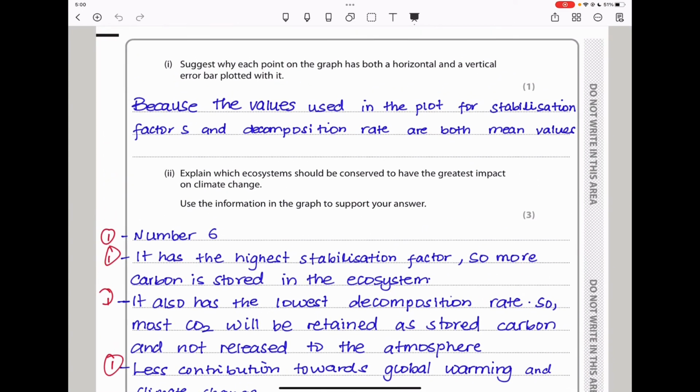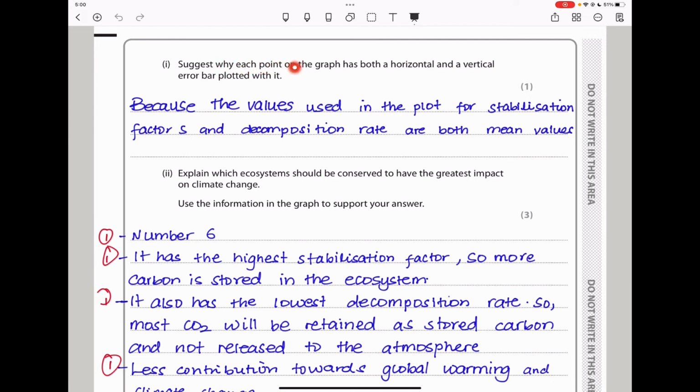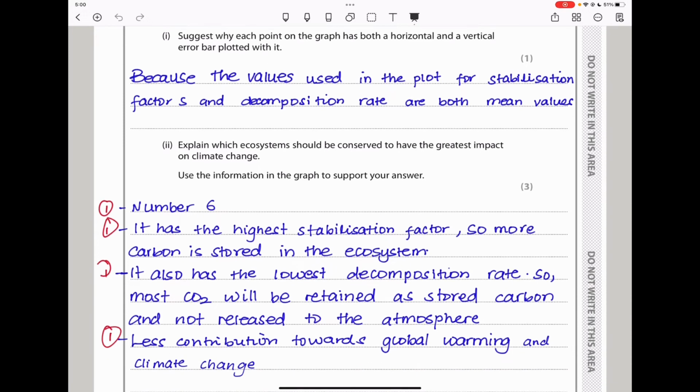Here they ask, suggest why each point on the graph has both a horizontal and a vertical error bar plotted with it. Vertical and horizontal error bars tell you that the experiment was carried out multiple times, and then a mean was calculated. So I said because the values used in the plot for stabilization factor S and decomposition rate are both mean values. Because they are mean values, there are going to be error bars, because there is a higher value, a lower value, and then the mean that was used.